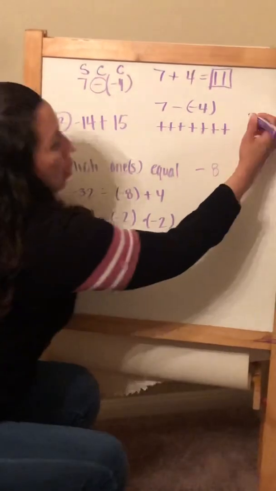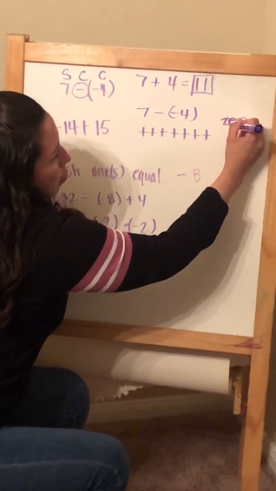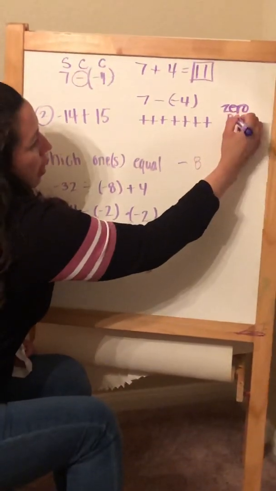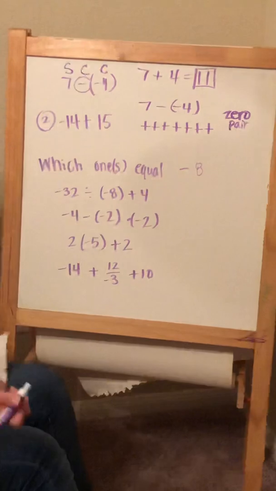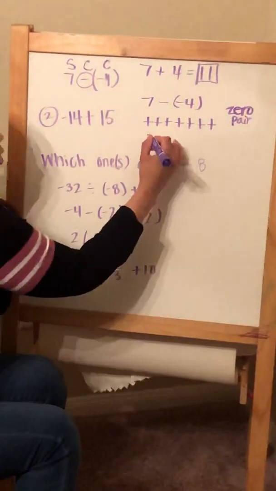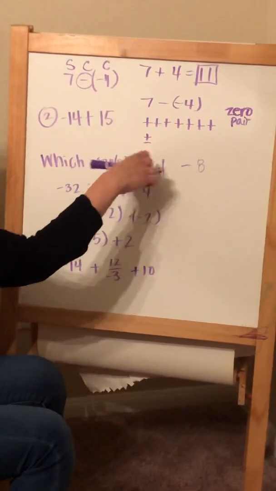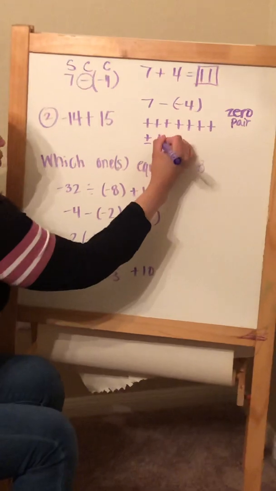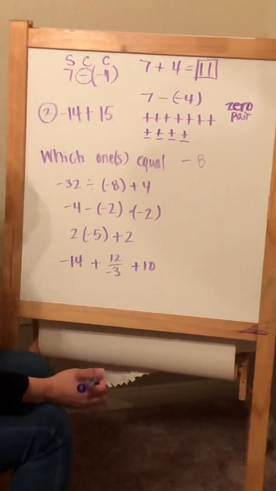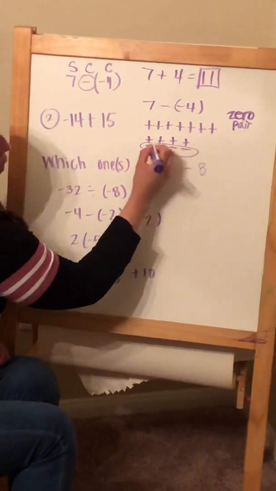But we have something called a zero pair that we can create. We're going to create several zero pairs because I want to take away -4. So now I've got a negative. I've created a zero pair. I need to create a total of 4 so that now I can take away my -4. So I'm going to take these away.